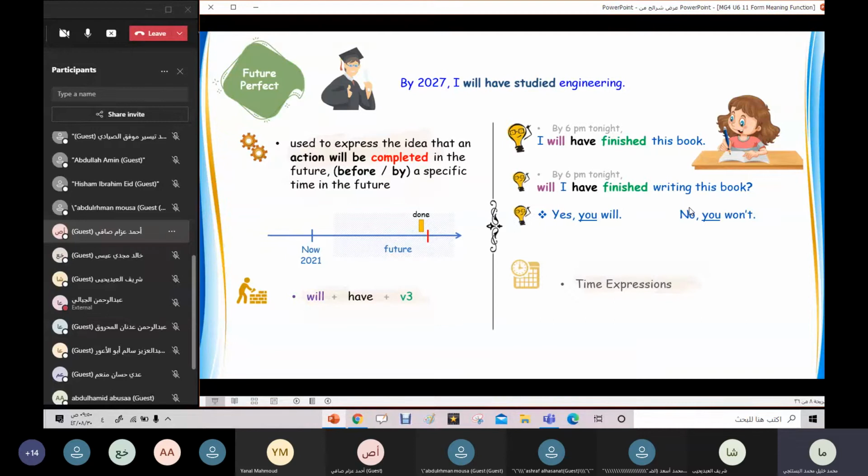The time expression that we use, by, is used with the future perfect. Now let's move to the next point.